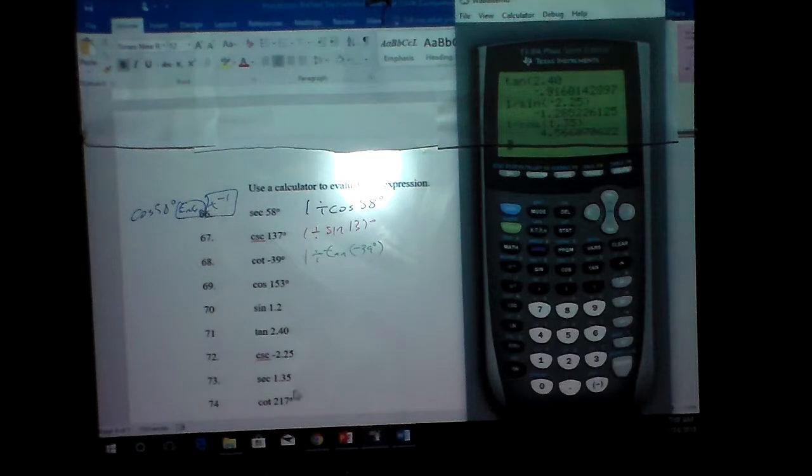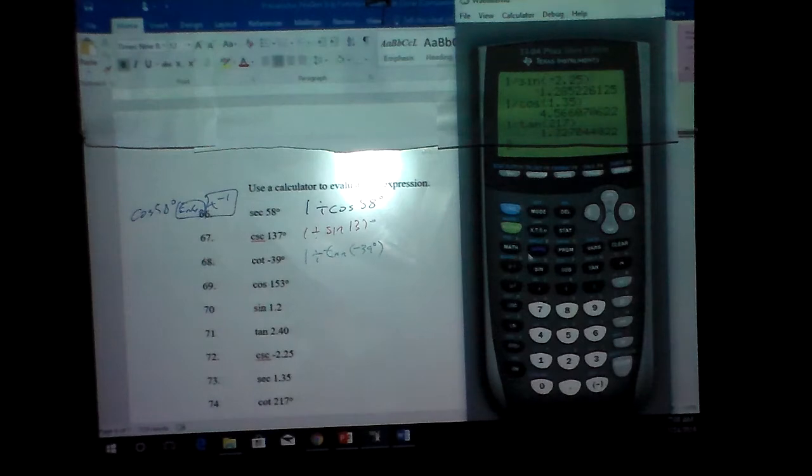All right. Now look back. My next one's 74 degrees. So guess what I'm going to do? I've got to go to my mode, change it back to degrees. Get out of here. And now there's no cotangent, but that's 1 divided by tangent. So I'm going to go 1 divided by tangent 217, enter, and there's my answer.